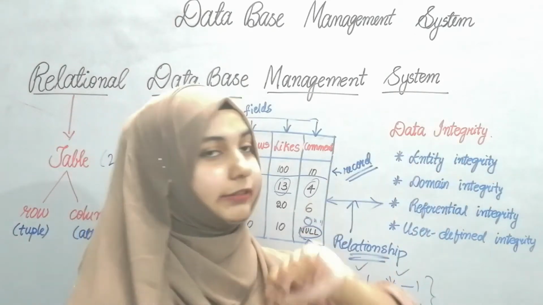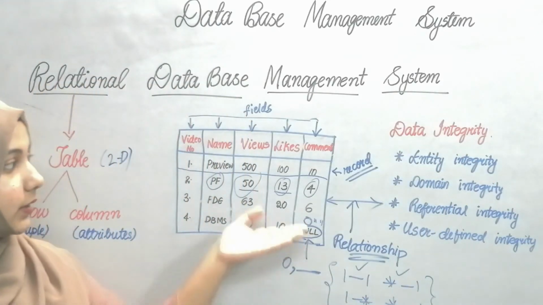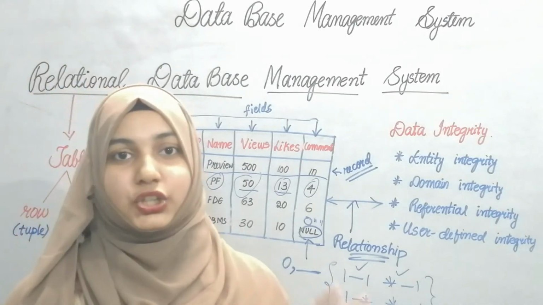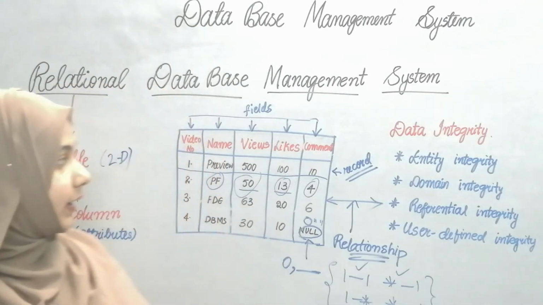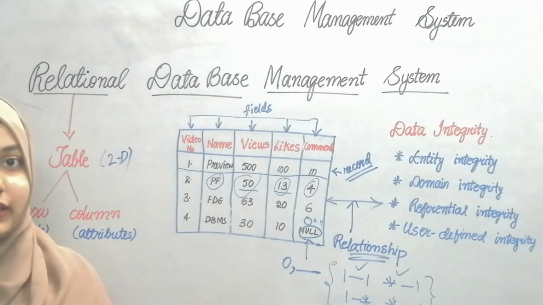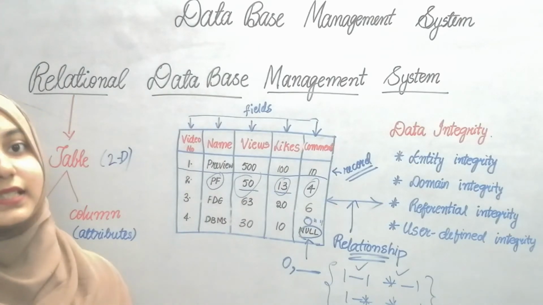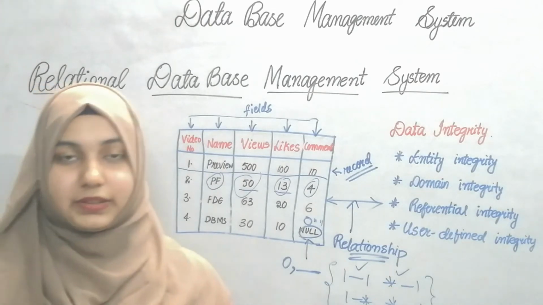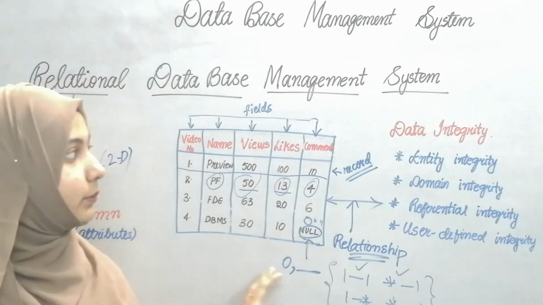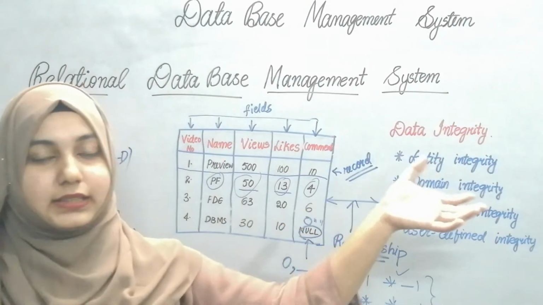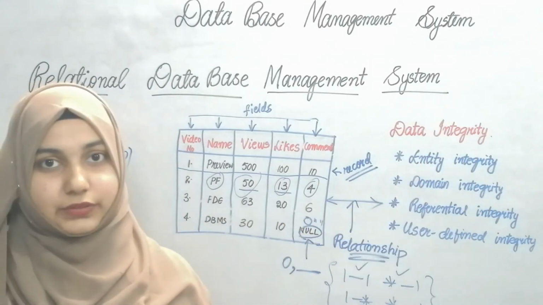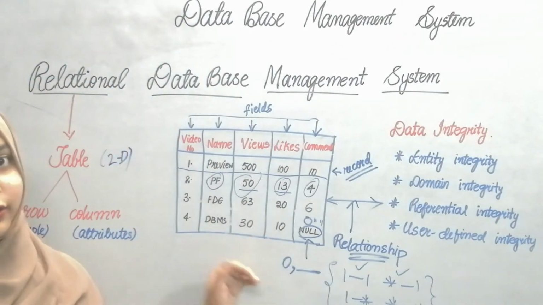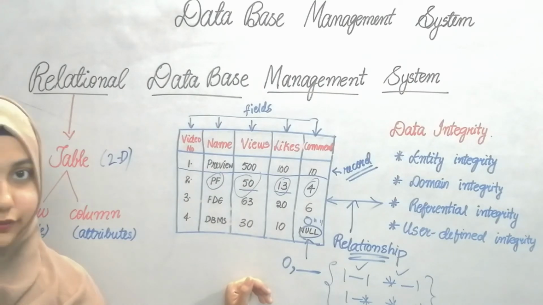Next, data integrity. What does integrity mean? The data that you're entering into the database should be accurate and reliable. In short, data integrity ensures that the data has accuracy. Only when your data is reliable and accurate can I say there is data integrity. Integrity is nothing but the data being consistent and accurate.